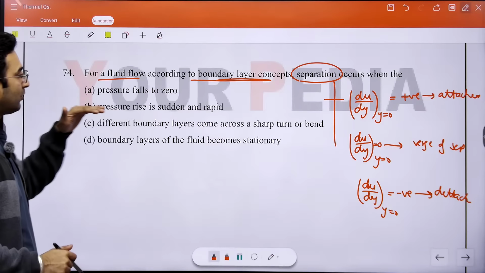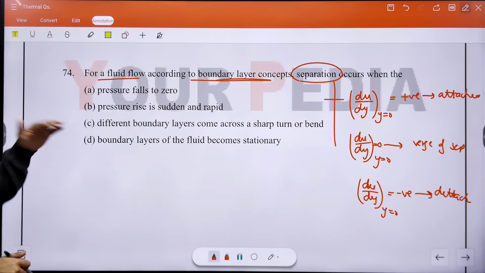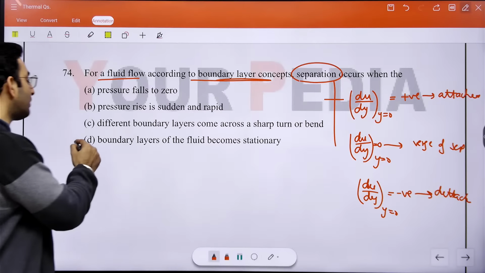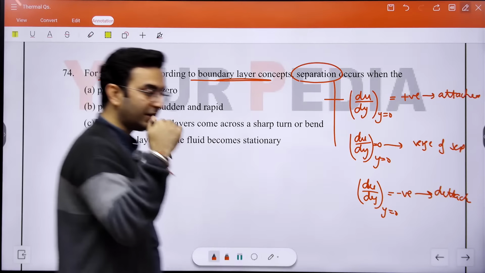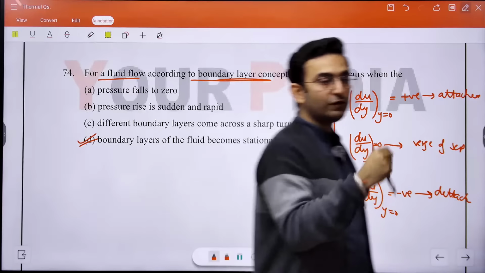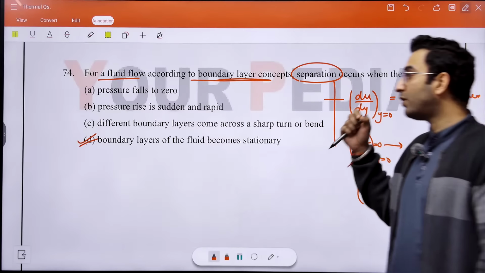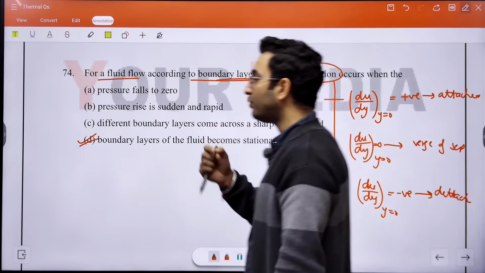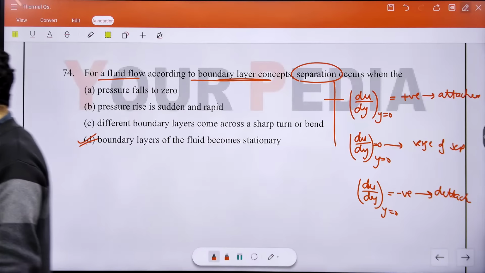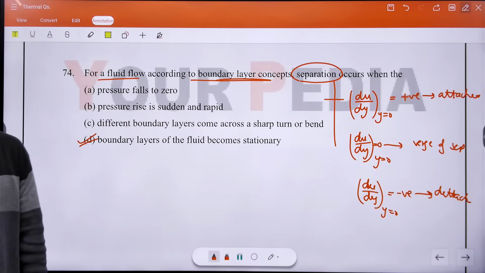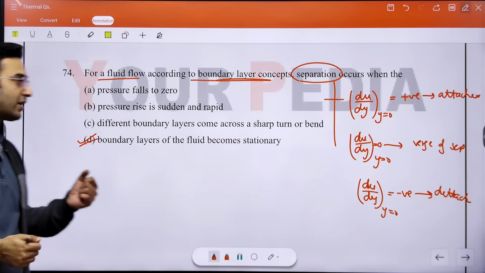Okay, remember the condition. Now you can see, flow separation occurs when the pressure falls to 0, pressure rises sudden and rapid. Okay, different boundary layer comes across a sharp turn. That is the wrong one here. When the boundary layer of the fluid becomes stationary. So at the bottom of the surface, near to the surface, when the momentum of the flowing fluid, or I can say the fluid layer, becomes equal to 0, at that point of time the du by dy, the velocity gradient, will become equal to 0 there. So correspondingly the flow is going to be separated here, and the separation is going to occur. So option number D will be the correct answer in this case.